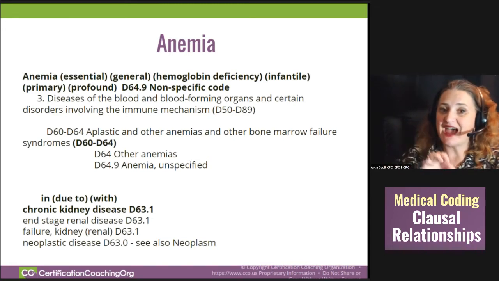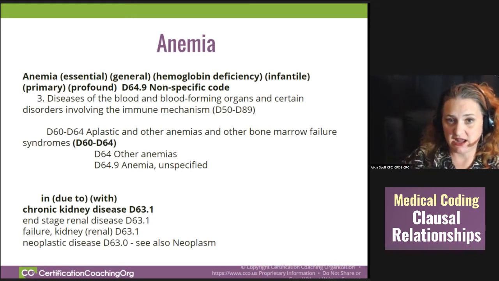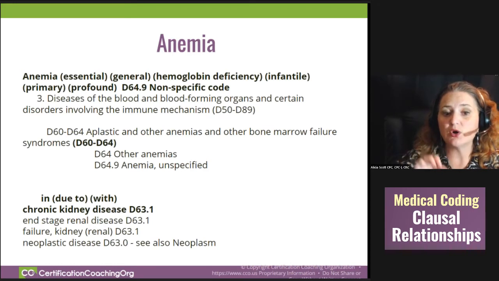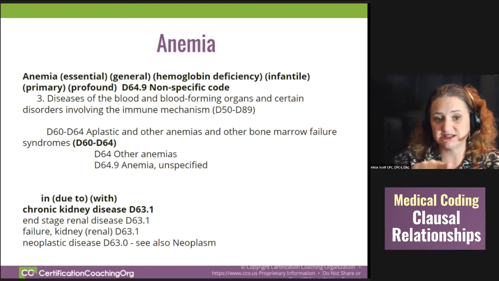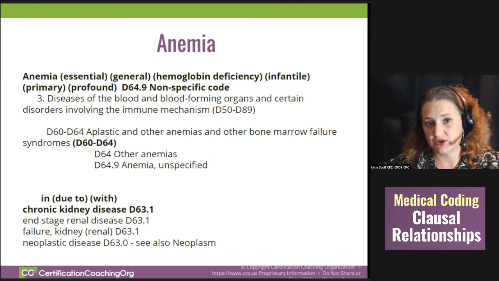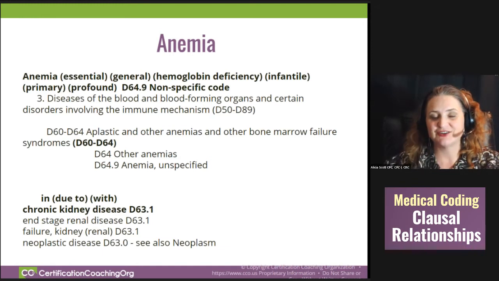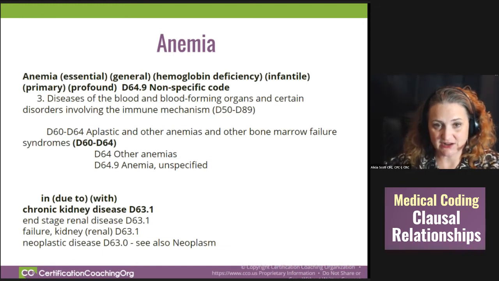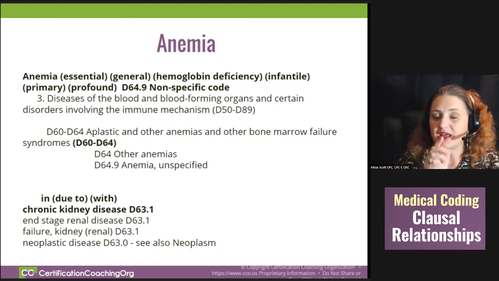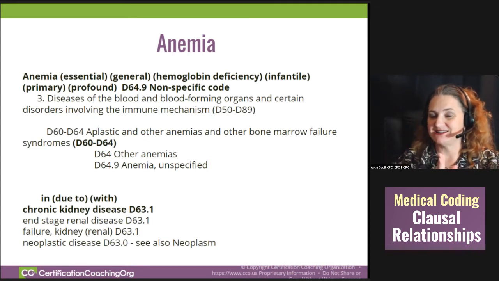Okay, so that being said, if we establish that the patient has chronic kidney disease and we have a causal relationship from the anemia, we're going with D63.1 because it says right there, that's the code to use. Okay, the patient has anemia due to the chronic kidney disease, right? Causal relationship. Now, the key here is that it's indented.